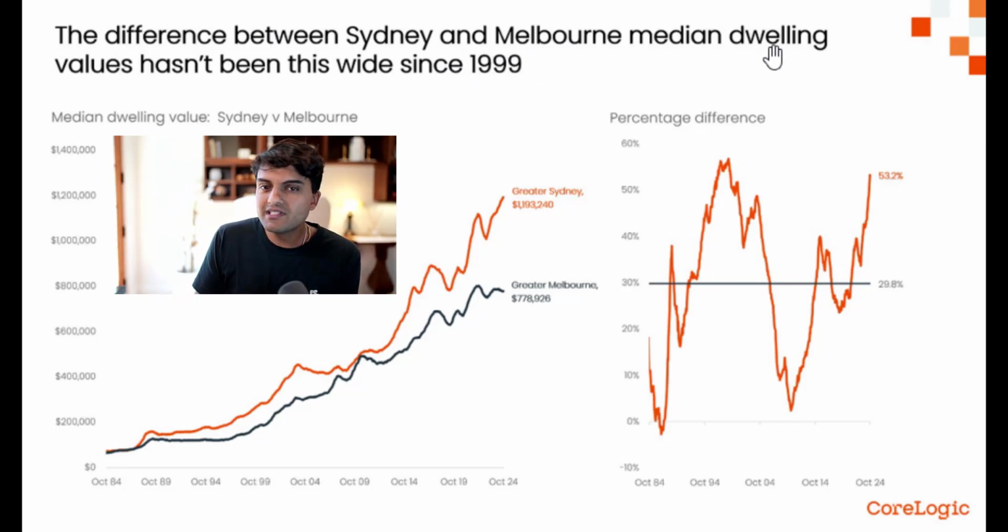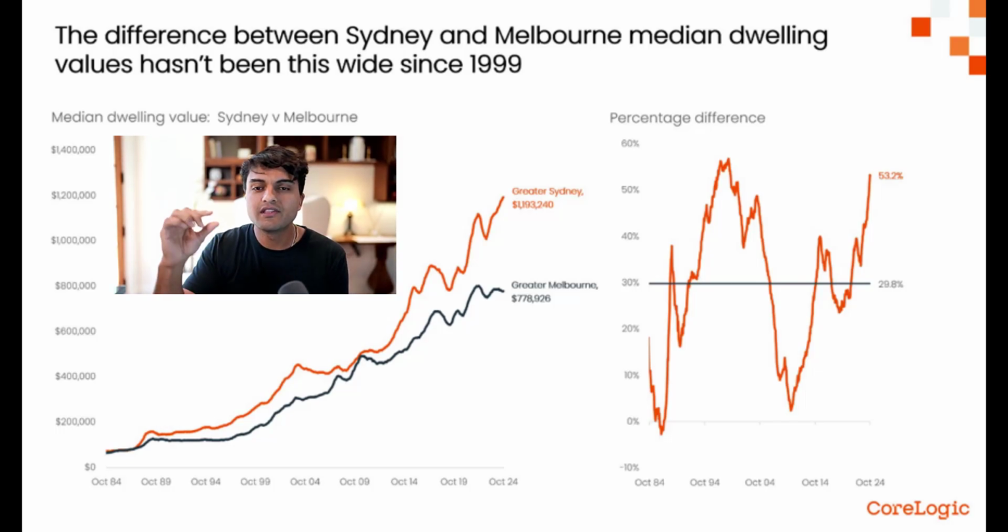The difference between Sydney and Melbourne median dwelling values hasn't been this wide since 1999. Sydney has outperformed Melbourne, especially in the last decade. And in the last 5 years, Melbourne has been largely flat despite the national COVID boom that Australia experienced. Now the difference between Sydney median and Melbourne median house price is 53%. The last time the price disparity was so significant, Sydney continued to go up post year 2000, but Melbourne went up so much faster. Therefore, the disparity came down, as you can see in this period up to 2014.